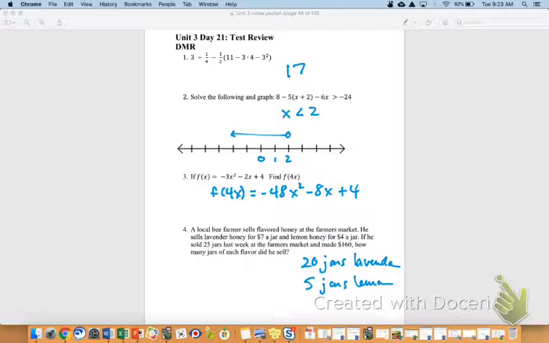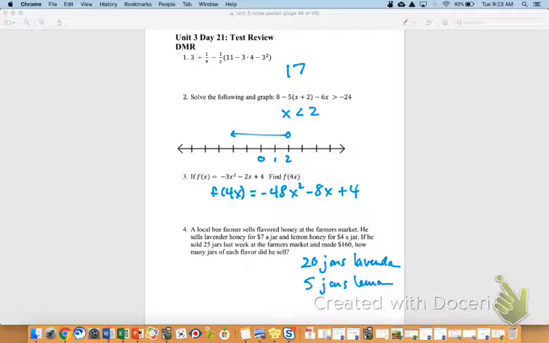Sorry, I had nice work and I accidentally pushed the wrong button and all my work is gone, and it won't come back. Whatever. I'd be happy to show you some work if you want. How many jars of lemon? 5. 5 jars of lemon honey, 20 jars of lavender honey.